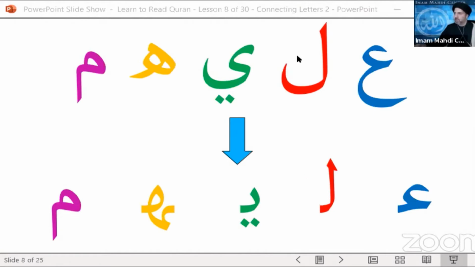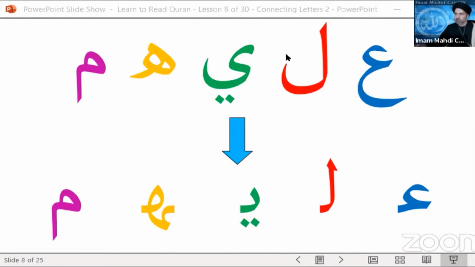The ya has a lowercase form that looks like the ba, the ta, the tha, and the noon. It has this simple shape. They all have the same shape in their lowercase forms, but we can tell the difference between them when we see the dots and how many there are. So the ya has two dots underneath.